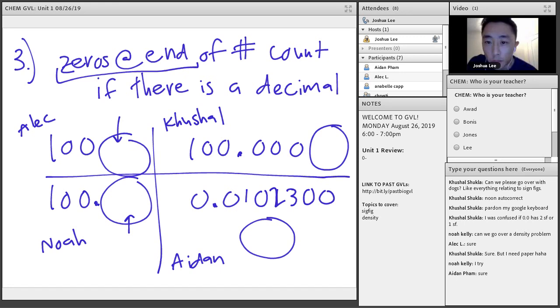All right, let me give you some drawing privileges. Enable drawing for Aiden, enable drawing for Alec, enable drawing for Kushal. So now you guys can draw. You can pick whatever color you want. Noah. So all four of you can start drawing now. And just type in or write in how many sig figs you think they each have.